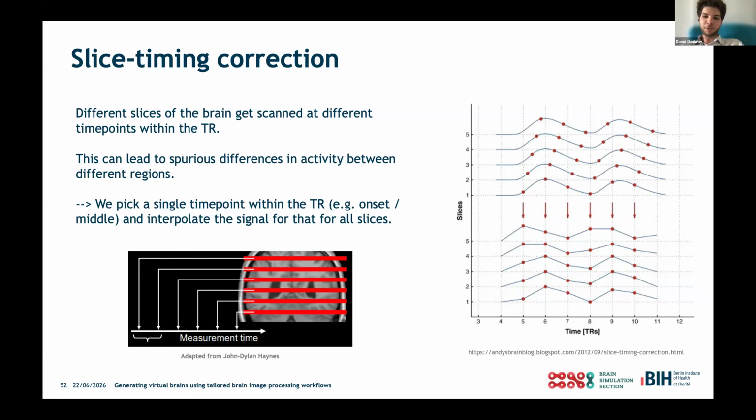And since this could confuse our later analysis, we try to correct for this using temporal interpolation. The way this works is that we pick a single reference time point within the repetition time window, for example, the beginning of the time window, as you see on the right. And then for each slice, we try to predict what the signal would be at this reference time point based on the actual recorded signals at the time points surrounding it. This gets us much closer to the assumption that the whole brain is recorded at the same time than the raw data itself.